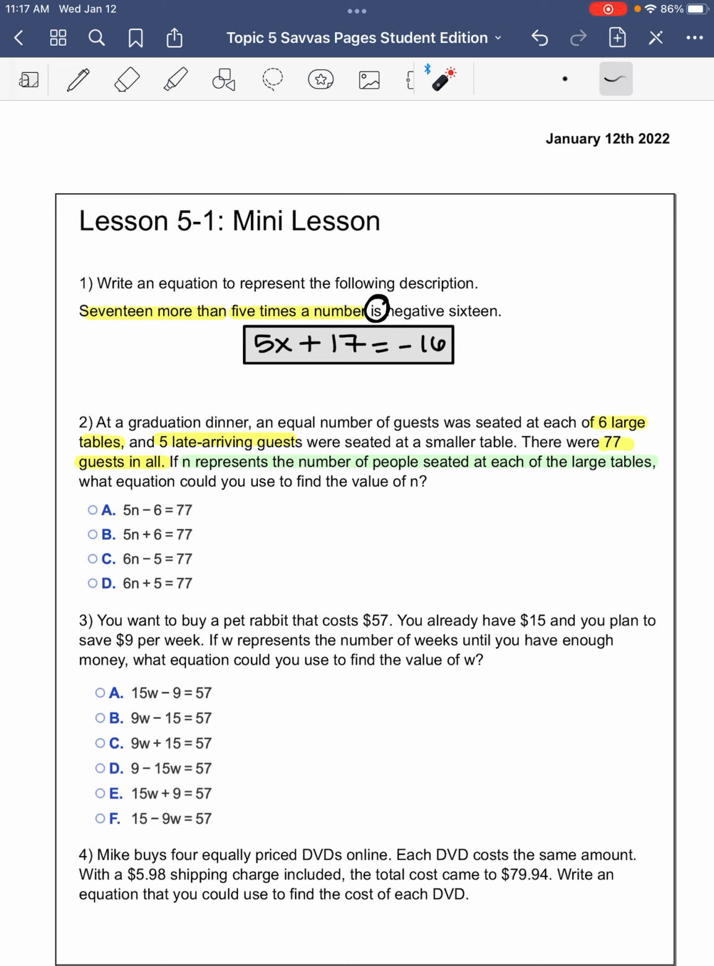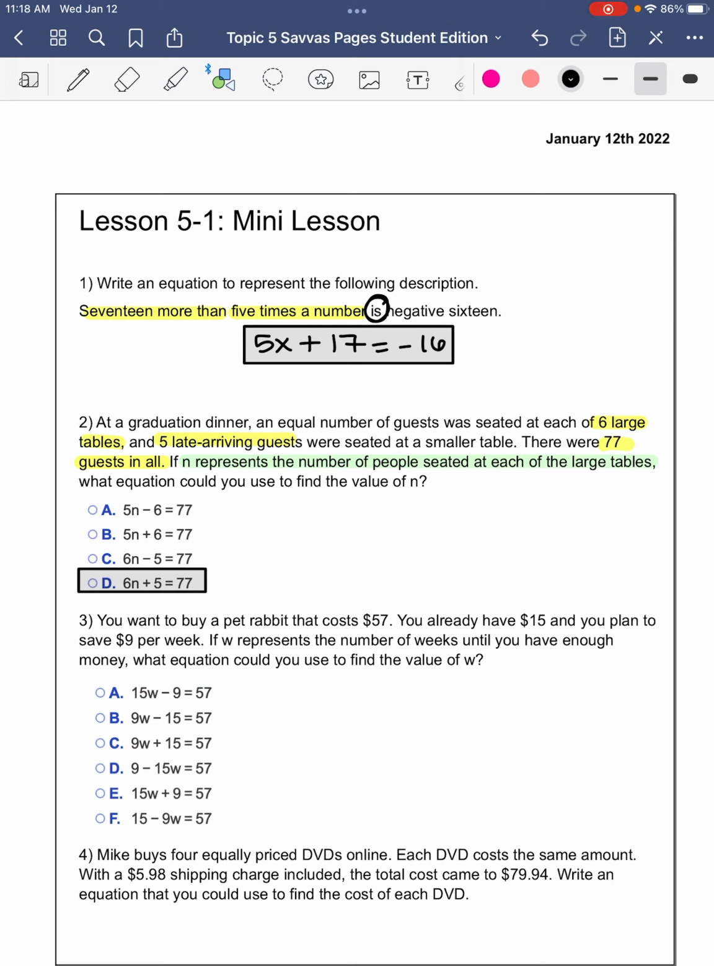So when I look at my answer choices here, I can eliminate A and B because they don't have 6 and n multiplied together. So I'm just looking at one of these two to be correct. So I need to know if I need to subtract 5 or add 5. Well, those 5 guests that came late, yeah, they sat at their own table, but they're included in the 77 guest count. So I want to add them to the guest count. So that means that my answer is this one right here: 6n plus 5 equals 77.